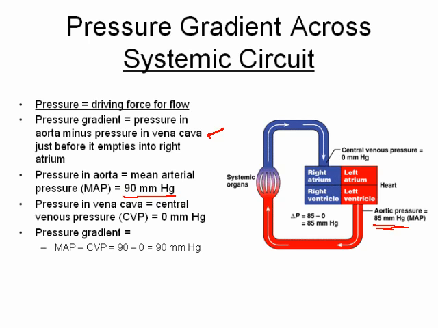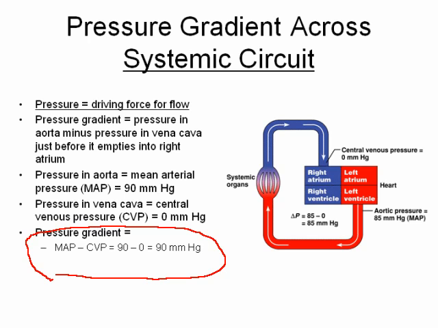Mean arterial pressure generally is about 90 to 100. We have 85 minus the pressure here in the right atrium, which is at about 0. So the pressure gradient is 85 millimeters of mercury. If we have the values that I have here in this slide, 90 minus 0, we end up with 90, but it's, again, very close to the 85.